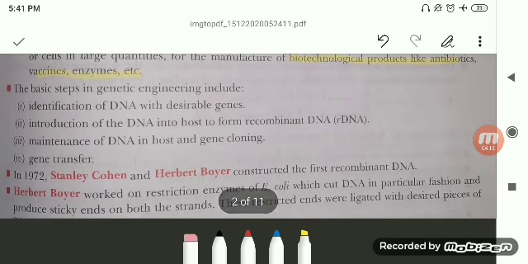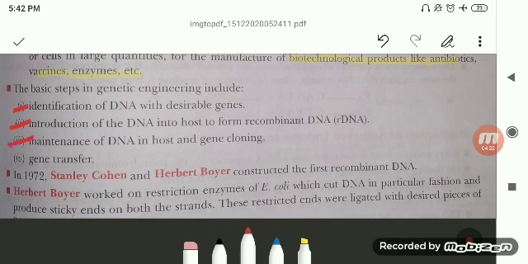So the basic steps in genetic engineering: first is the identification of the desirable gene. Number two is the introduction of DNA into the host to form recombinant DNA. Then maintenance of the DNA in the host, that is the sterilization method and gene cloning, and then gene transfer.